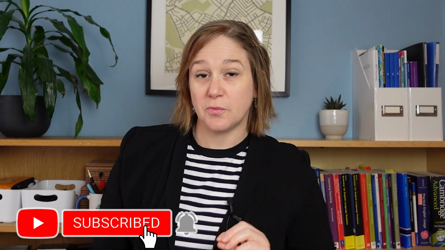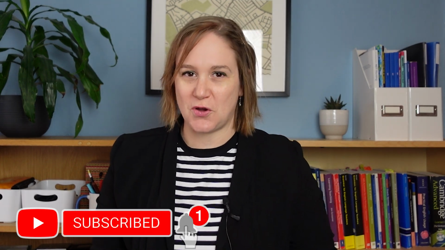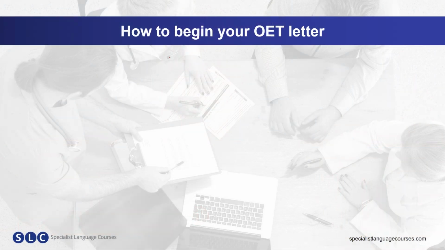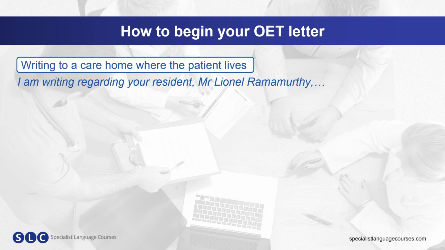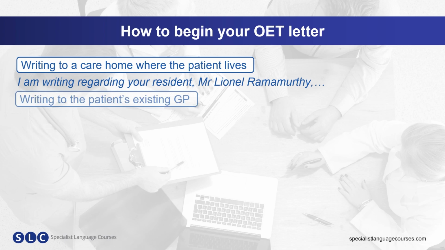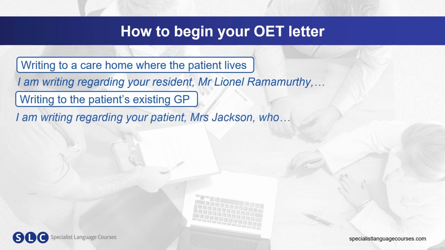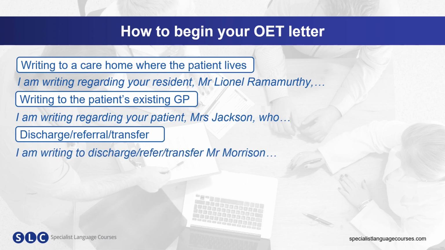Now let's take a look at some useful phrases you can use to begin your OET letter. If you're writing to a care home where the patient lives, you could say, I'm writing regarding your resident, Mr. Lionel Ramamurthy. If you're writing to the patient's existing GP, reference this: I'm writing regarding your patient, Mrs. Jackson, who... For discharge referral or transfer letters, you can simply write, I am writing to discharge Mr. Morrison, or refer Mr. Morrison, or transfer Mr. Morrison.